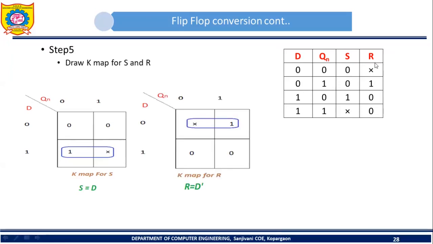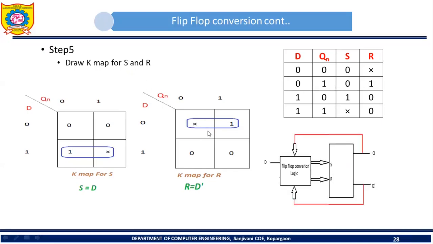In the same way you can draw the K-map for R. So this is the K-map for R. Here this group is possible, and from this group you have to obtain the expression for R. So R is equal to D prime. Now we have obtained two expressions, one for S and the other for R. Now see what you have to do. This was our original block diagram, and in this block diagram you have to make the change.